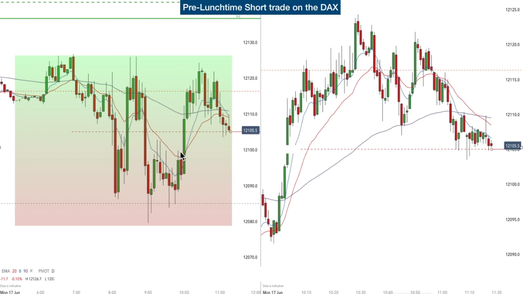Now, a couple of other things that you can see on this particular chart are that we've got a double top here. Okay, so that's the middle of the double top, the low of the middle of the double top, and I've just entered a trade just below that level there. So this is the middle of the double top, and I've entered just below it.